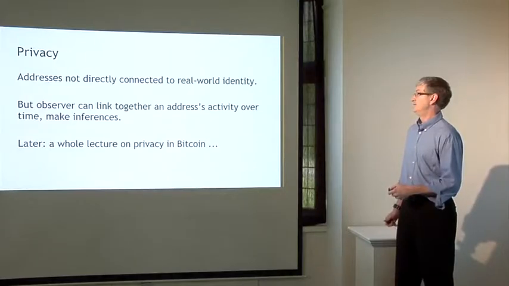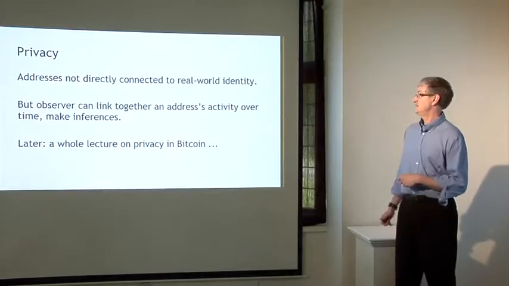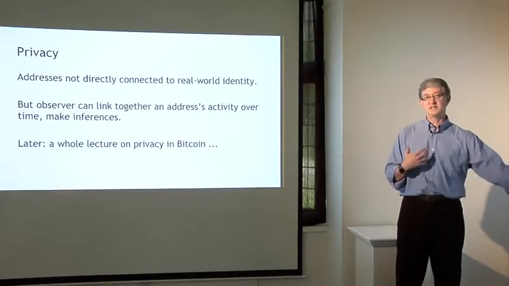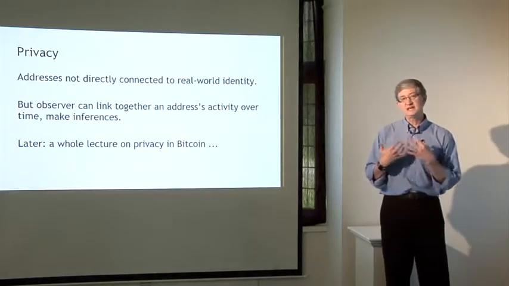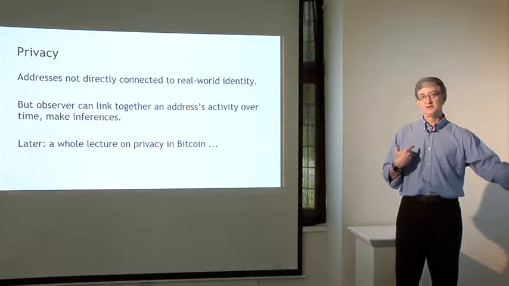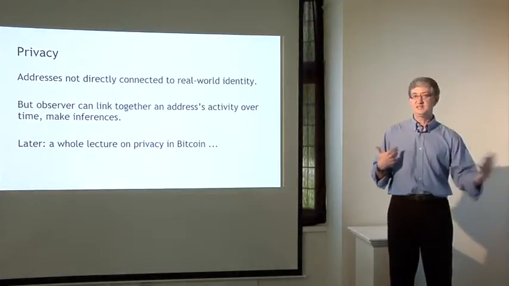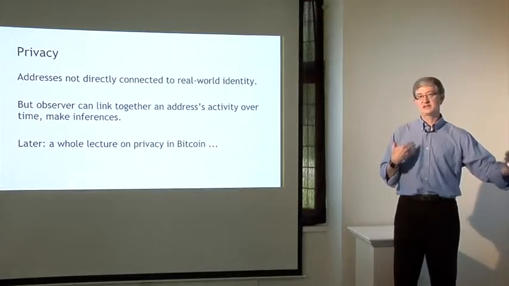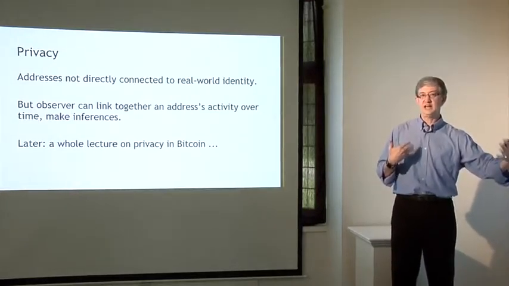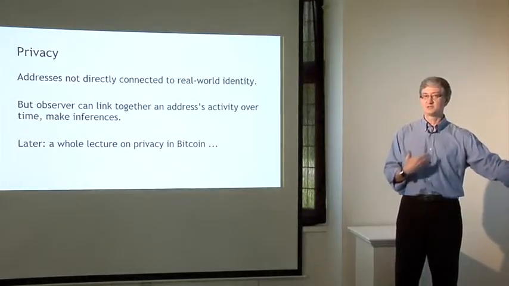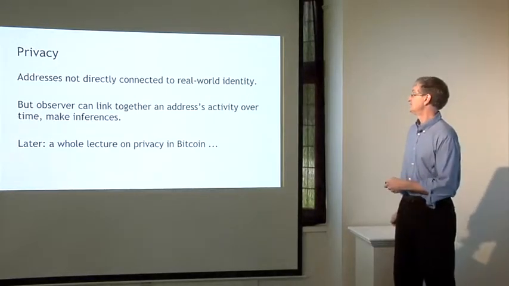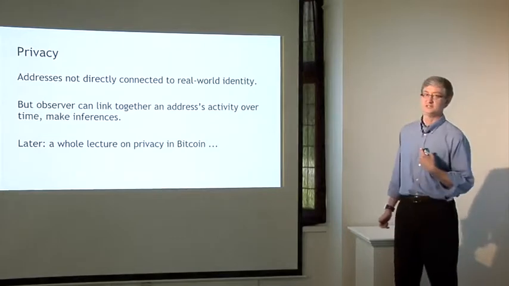But the bad news if you want to act privately is that if that address, if that identity, is making a series of statements over time, if it's engaging in a series of acts over time, people can see that whoever this is has done a certain series of actions. And they can start to connect the dots. Gee, this person is acting a lot like Joe. Maybe this person is Joe. And so an observer can link together these things over time and make inferences.